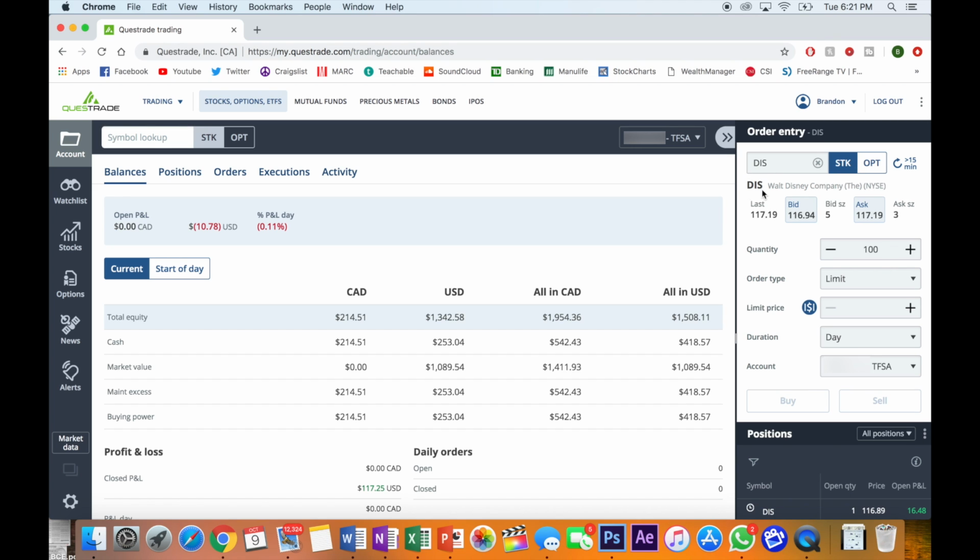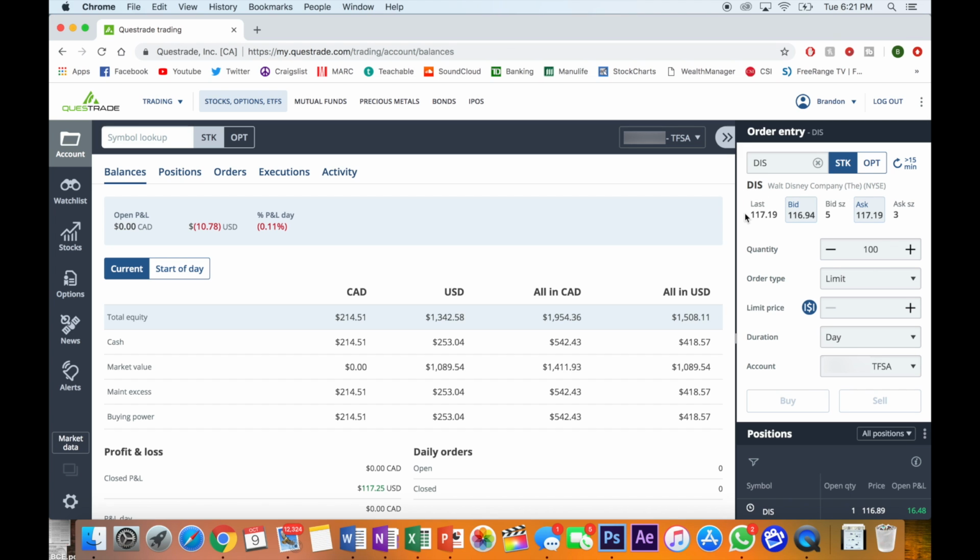Right below, we have populated here the ticker. So Disney trades under the ticker DIS. We have the name of the company here. And this little NYSE stands for the New York Stock Exchange. So this is telling us what exchange Disney trades on. It happens to trade on the New York Stock Exchange.